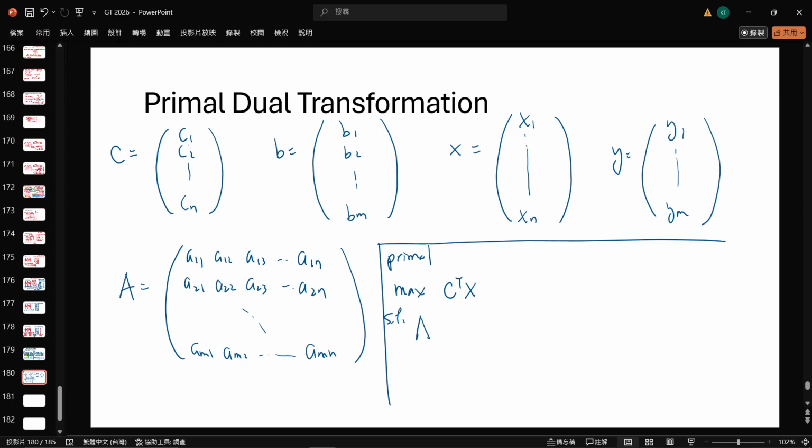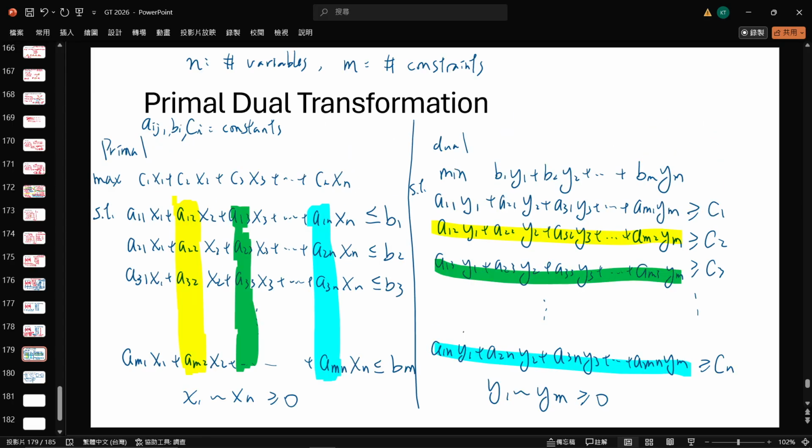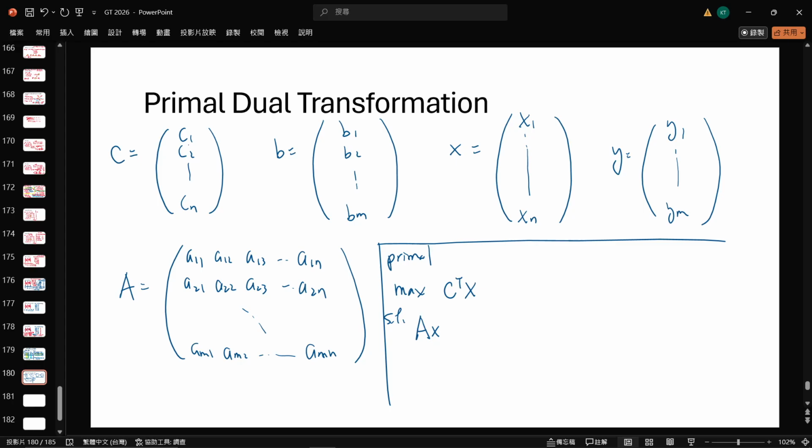And the constraint: the left-hand side is just this matrix A times x, and this is at most b. And this vector, every element in it is at least 0. So this is not a number, this is a vector consisting of zeros. So this is the primal problem.